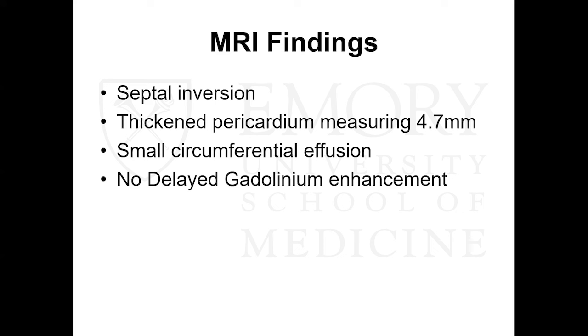So, MRI findings. I want to show the images a little bit later, but just talk about what was seen here. There were findings of septal inversion, a thickened pericardium measuring 4.7 millimeters, a redemonstration of the circumferential effusion, smaller than what was seen on the CT, and no delayed gadolinium enhancement.